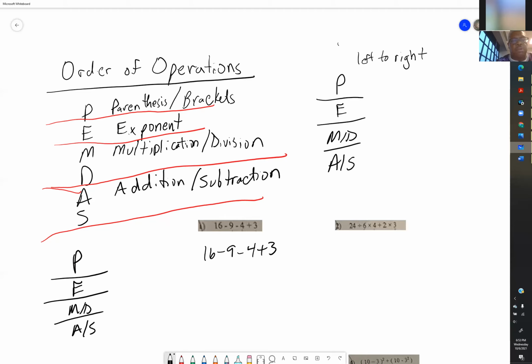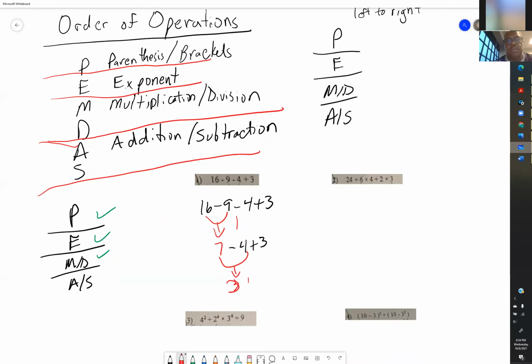All right, so we don't see any parentheses, any exponents, multiplication, division. All we see is addition, subtraction. Let me erase that. Since it's only addition, subtraction, we go from left to right. The most left is 16 minus 9. That goes to 7. Bring down everything else: minus 4 plus 3. Next we do 7 minus 4, which is 3. And next we have plus 3, and 3 plus 3 equals 6. And that's our answer for that one right there.